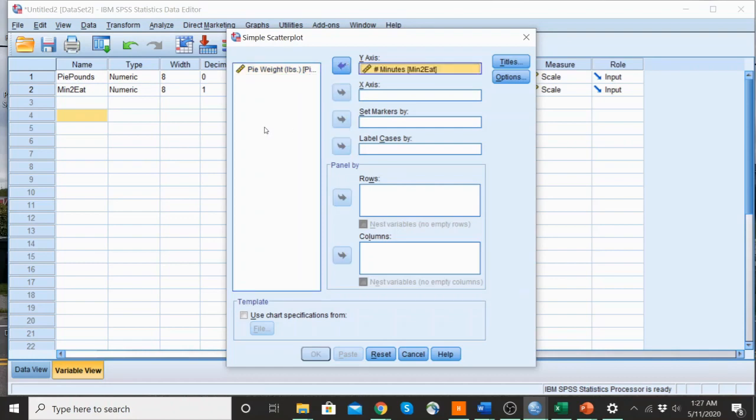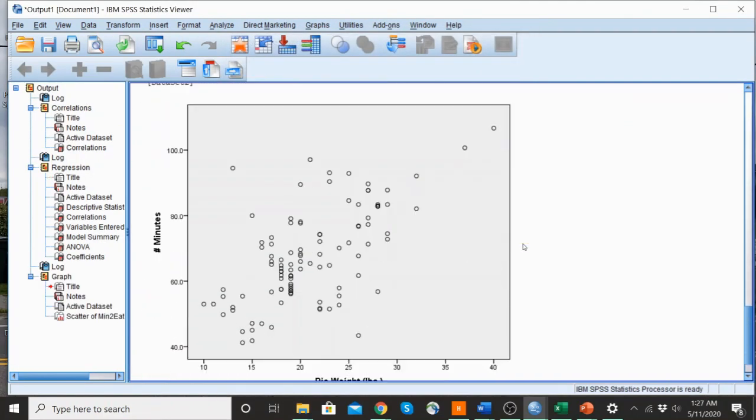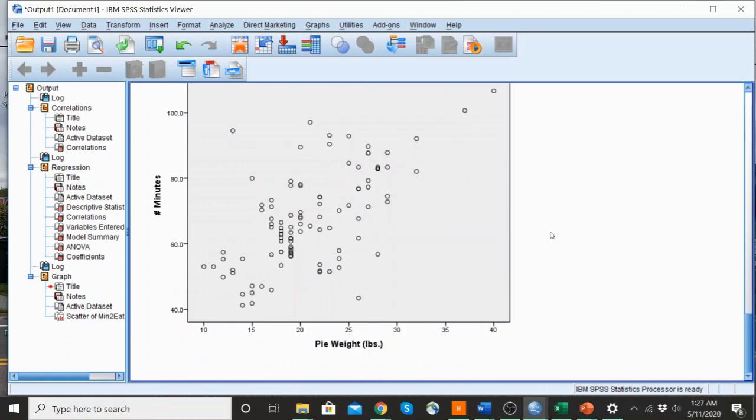Okay, so for our dependent variable, it's the minutes it takes to eat. It's dependent on what the weight of the pie is. So we're going to put our pie weight right over here. And we're going to hit OK. And we're going to get our scatter plot. And look at that.